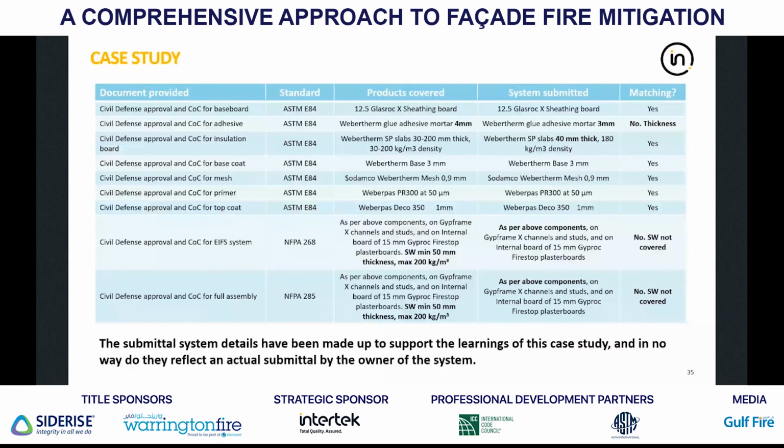Now, we look at the products covered. But there are some limitations on the NFPA 268 and NFPA 285 on what stone wool can be used for these results to be applicable. So the minimum thickness of the stone wool needs to be 50 mm on both. And as you see here, they submitted a 40 mm thick. So it's not matching. The stone wool that they've submitted for the project does not match with what was tested.